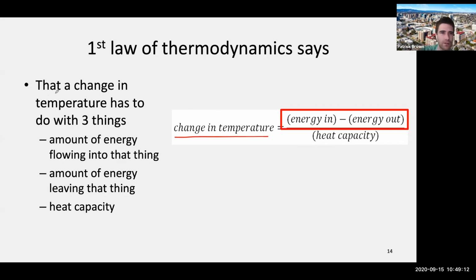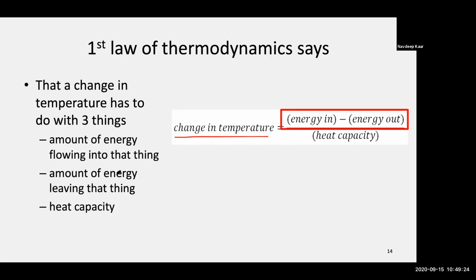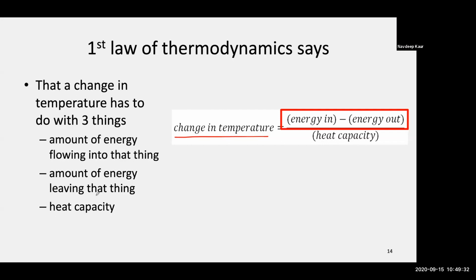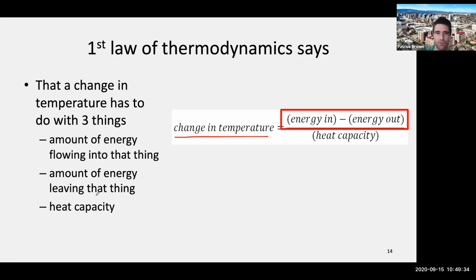And the words are just: a change in temperature has to do with three things. It has to do with the amount of energy flowing into that thing, the amount of energy leaving that thing, and the heat capacity of that thing. So let's talk about each one of these components. First we're talking about energy here.